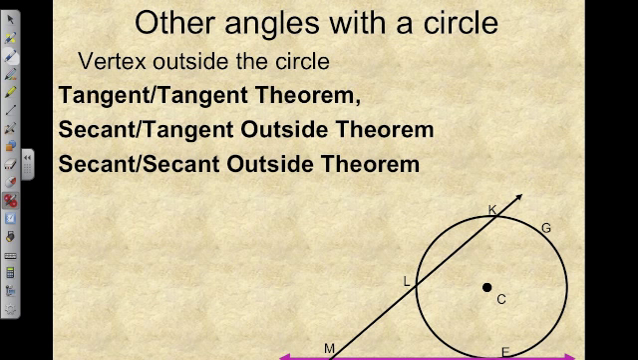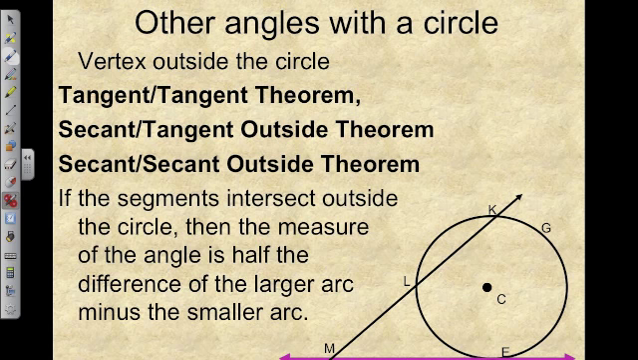So again, if you looked in your book, they give you 3 different theorems for this. I'm going to condense it all down into one, and I'm going to say if the vertex is outside the circle, so I got 2 segments that intersect outside the circle, then the measure of the angle that we have is half the difference of the larger arc minus the smaller arc. Got that? The measure of the angle is half the larger arc minus the smaller arc. Again, notice that half is in there. Anytime the angle vertex is not at the center of the circle, we're going to do half.